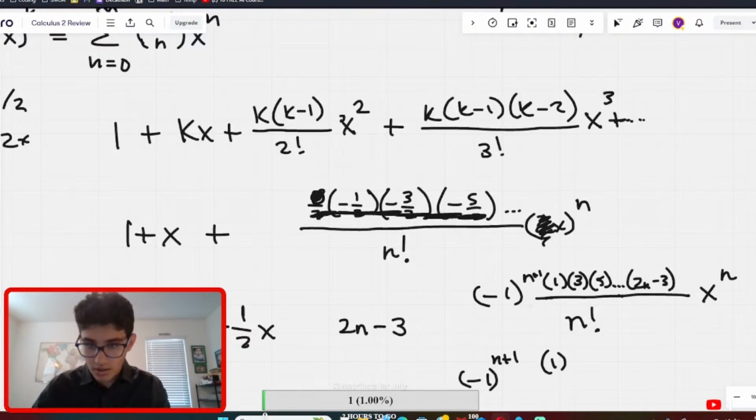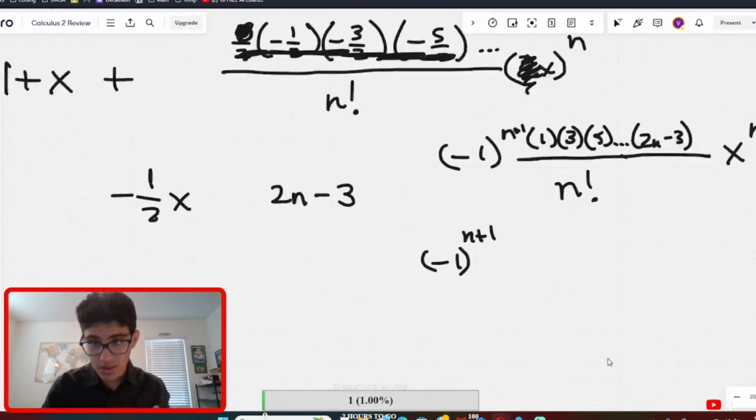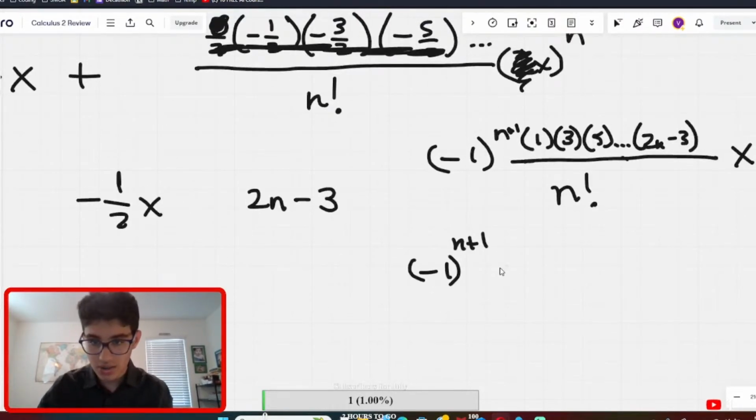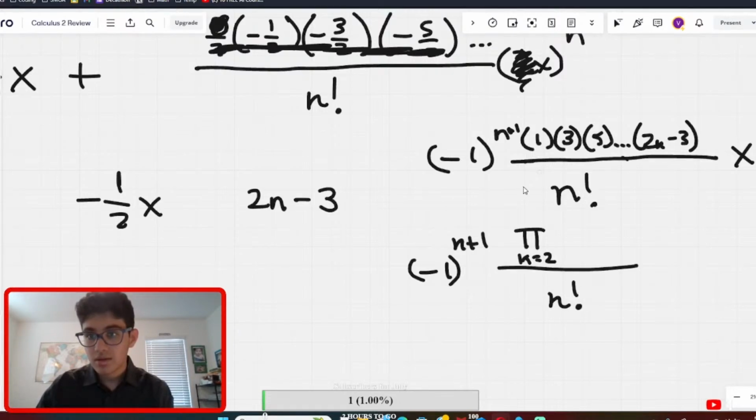Over here you've got 1, 3. You can write this as a product, okay? We didn't do that in the test because we didn't have to. I think the teacher said not to do that, so we didn't do it. But over here, I guess you could write this as a product from k equals 2 until n of just 2k minus 3, right? You could write it like that.